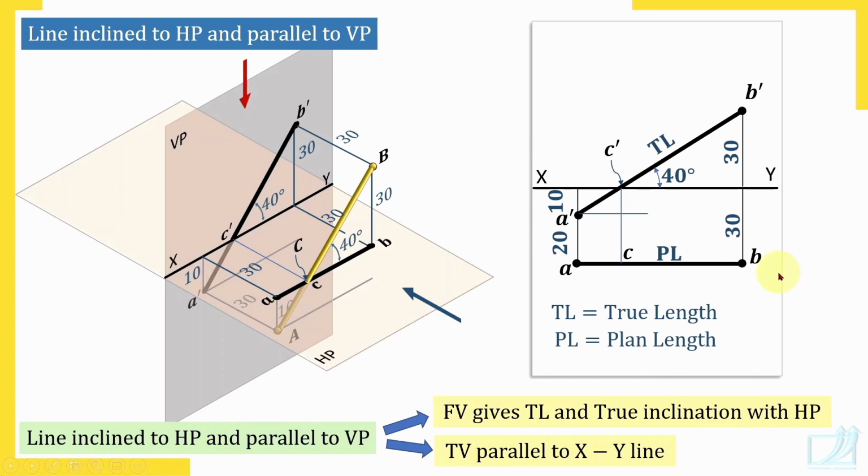Now if I ask you how much length of this line is in the first quadrant, simply measure C dash B dash, because this is the true length. So how much length of the line is in the first quadrant? Measure C dash B dash in the front view. Don't measure CB because CB is not the true length. If I ask you how much length of this line is in the fourth quadrant, measure here and tell me the answer: A dash C dash. Don't measure the top view because the top view doesn't give the true length.